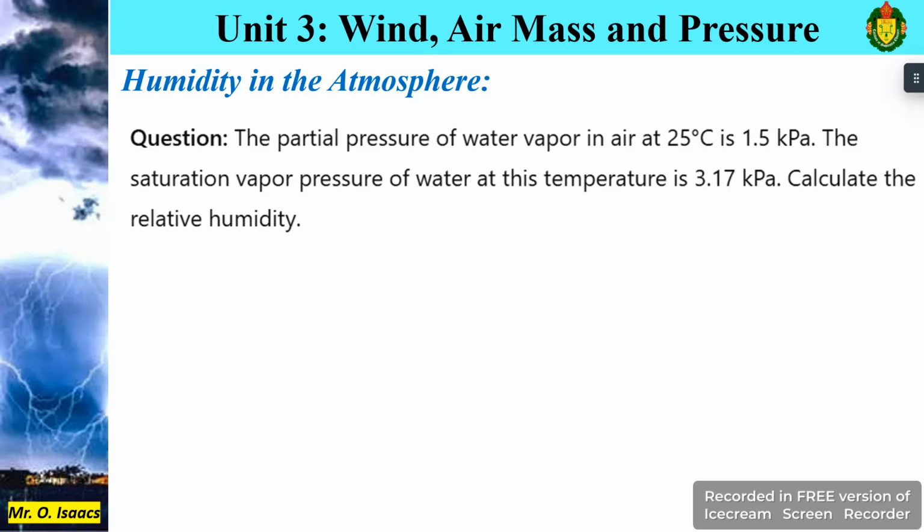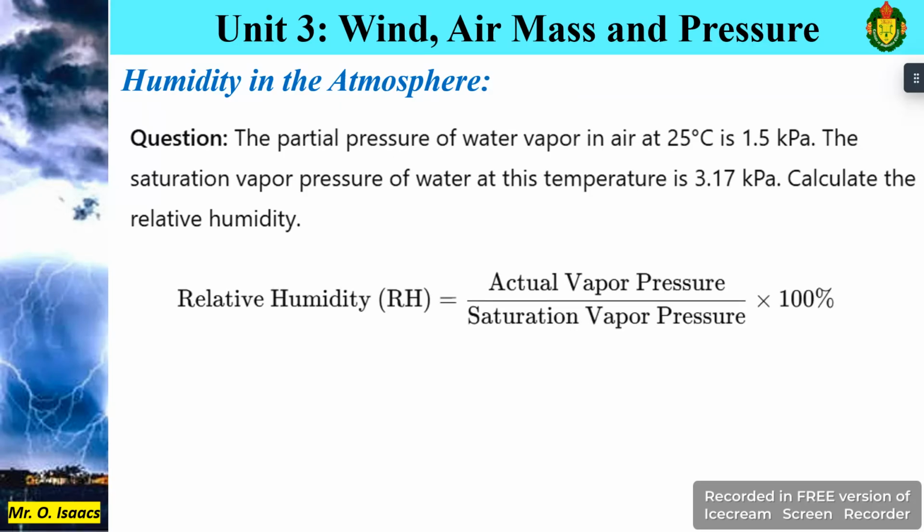Now let's jump to this question. It says the partial pressure of water vapor in the air at 25 degrees Celsius is 1.5 kilopascals. The saturation vapor pressure of water at this temperature is 3.17 kilopascals. Calculate the relative humidity. So of course we jump to our formula, which says the actual vapor pressure should be divided by the saturation vapor pressure, and we multiply it by 100%.